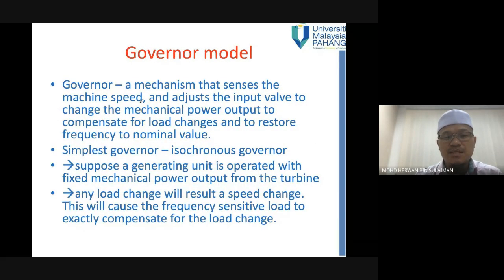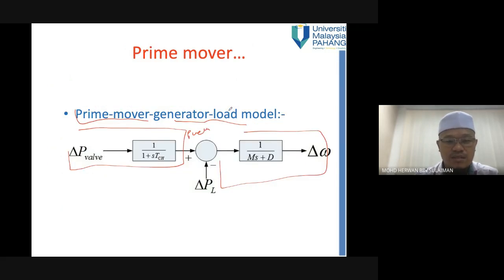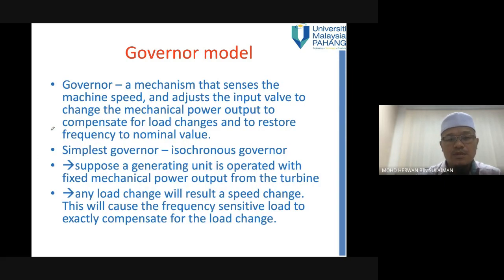Governor is the mechanism that senses the machine speed. When the speed change happens, when the load is enforced, the system speed becomes slow. So the governor will sense and then adjust the input valve. So we will look at the part before this valve. Okay, adjust the input valve to change the mechanical power output to compensate for load changes, to restore the frequency to nominal value. So the simplest is the asynchronous governor. Okay, this is the simplest. But nowadays we usually use computerized ones.